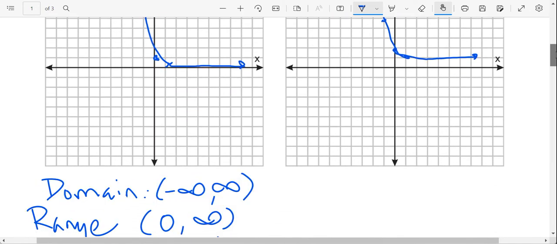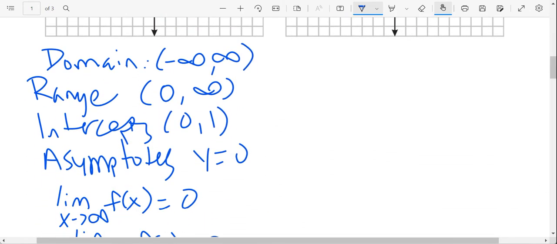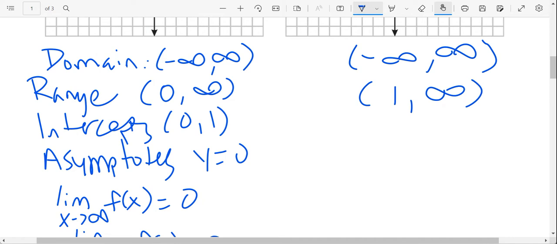So, domain, same story. Negative infinity to infinity. Range, in this case, it's going to be 1 to infinity. Okay, so I'm not going to include 1. Intercepts. We put 0 in. What did we get? We got 2. 0, comma 2. Asymptotes, y equal to 1. So we're not going to touch 1.